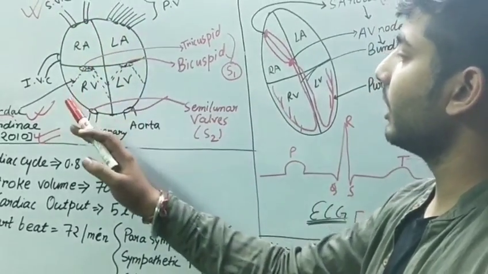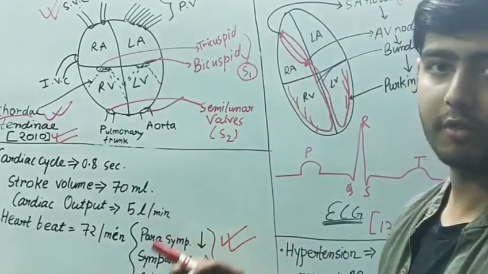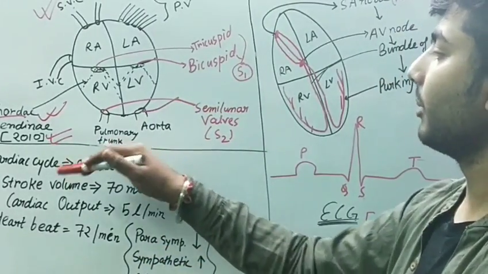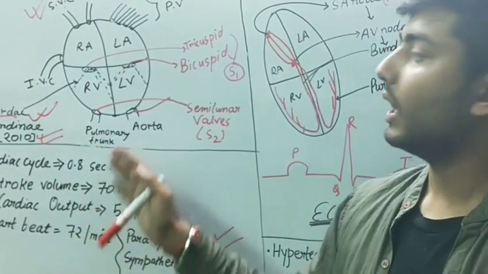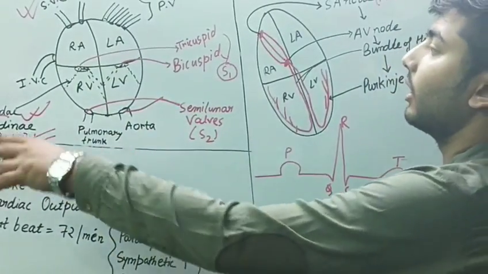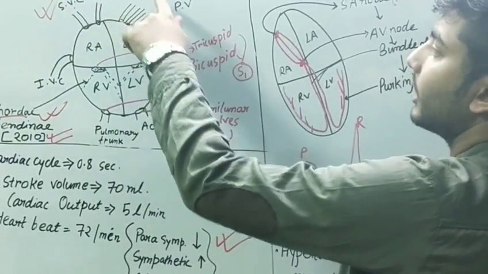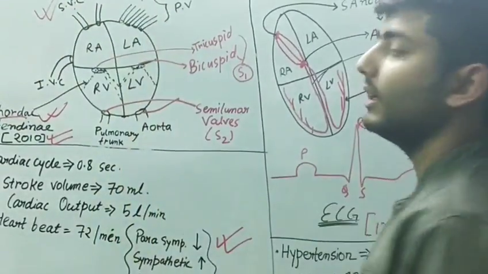Now the deoxygenated blood has gone into the pulmonary trunk with the help of semilunar valves. Now from the pulmonary trunk it will go into the lungs, obviously. From the lungs the deoxygenated blood will become oxygenated. Now from the lungs, pulmonary veins will carry the blood.